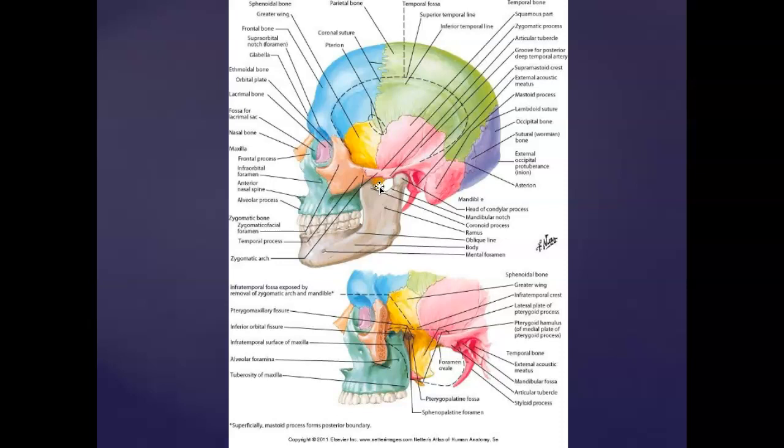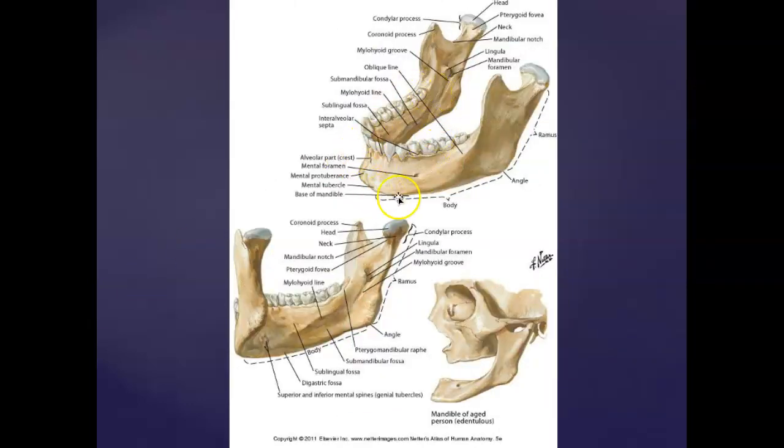Okay, the mandible. Here's the mandible, the only movable bone in the skull. It has a body. You can see just where the body is. Here's a different shot of it. The body is just this main portion.